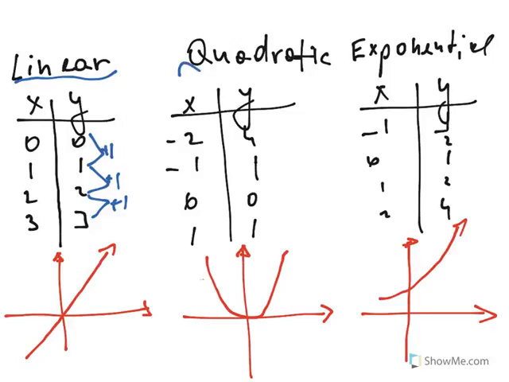Now let's take a look at the second table, quadratic. If you use the first difference in y values, 1 minus 4 is negative 3, 0 minus 1 is negative 1, 1 minus 0 is 1. You can tell that this is not a constant, so you cannot make a decision about what kind of function it is right now.